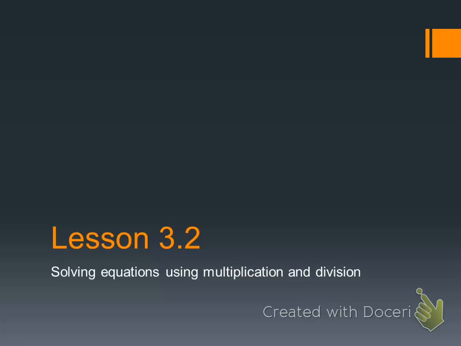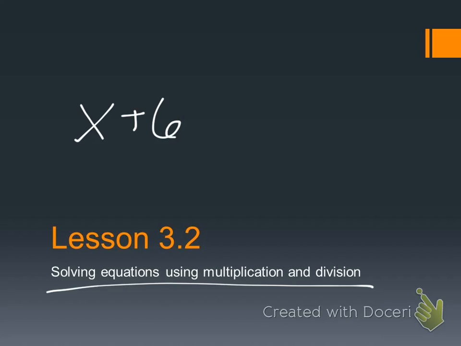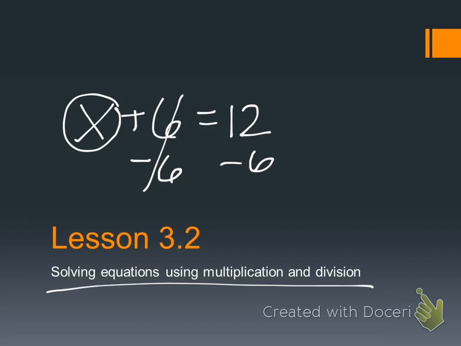Lesson 3.2. What we're going to be doing today is solving equations using multiplication and division. If you remember yesterday, we solved equations using addition and subtraction. If I had a problem like x plus 6 equals 12, I want to solve for x, so I need to subtract 6 on both sides, because I would do the inverse, and I would get x is equal to 6.